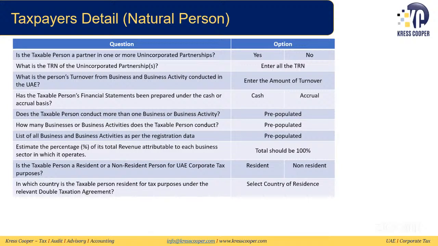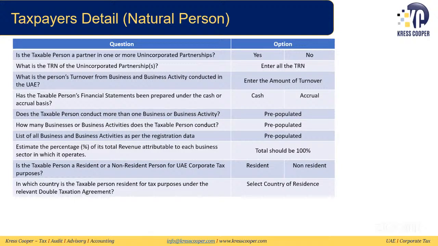How many business or business activity does the taxable person conduct? Again, it will get pre-populated. List of all the business and business activity as per the registration data. Again, it is pre-populated. So like we said earlier, it is very important for your registration detail to be accurate, because all this is getting pre-populated.